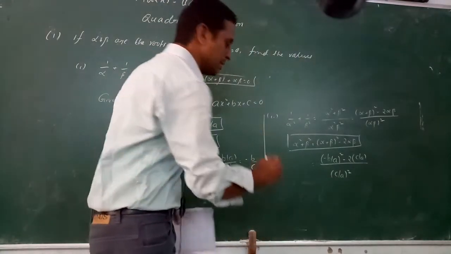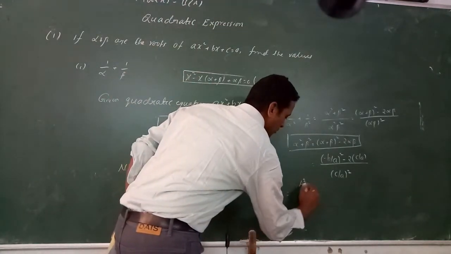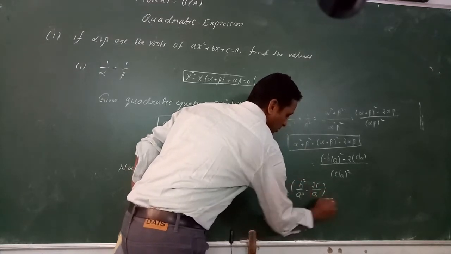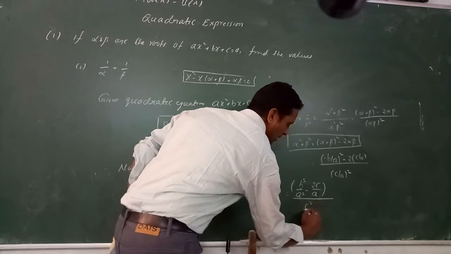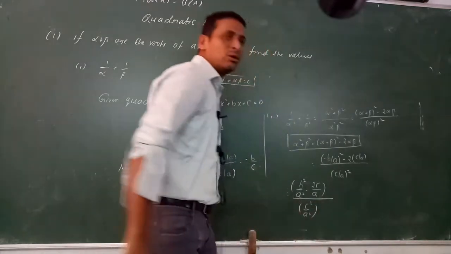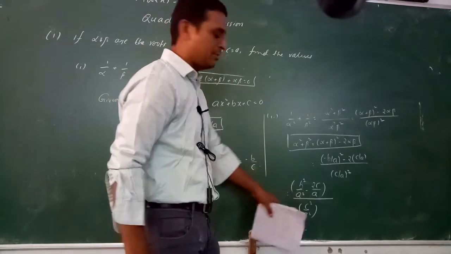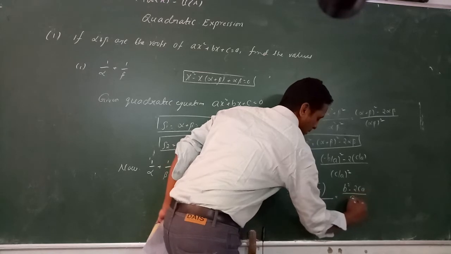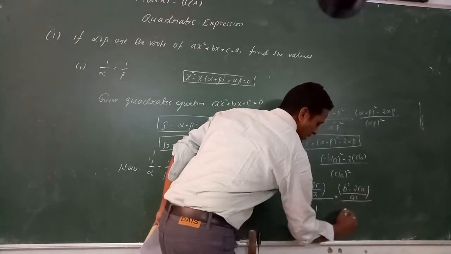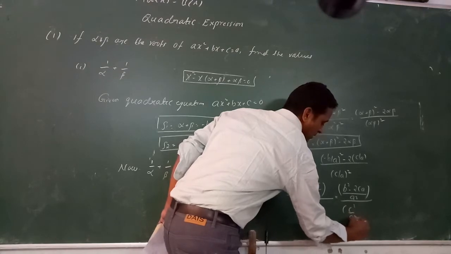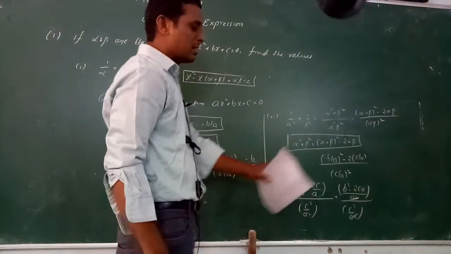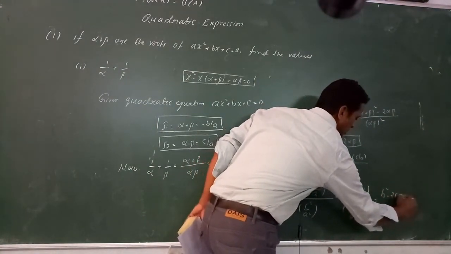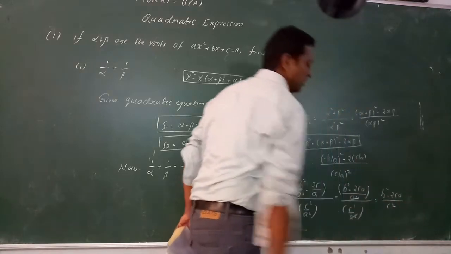So how to write the numerator here? That is equal to b square by a square minus 2c by a. This is the numerator. What is the denominator here? c square by a square. So taking the LCM, the numerator is b square minus 2ca by a square, and the denominator is c square by a square. What is the cancellation here? a square cancels. So finally the result is b square minus 2ca by c square.